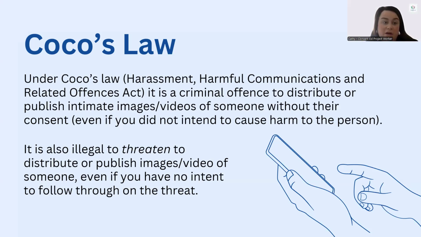So, what are the laws that we have in Ireland to prevent young people from coming to harm? In Ireland, we're lucky that we have three or four different laws that really protect our young people from this type of abuse. So, we have Coco's Law. Under Coco's Law, also known as the Harassment, Harmful Communications and Related Offences Act, it is a criminal offence to distribute or publish intimate images or videos of someone without their consent, even if you did not intend to cause harm to the person. It is also illegal to threaten to distribute or publish images or videos of someone, even if you have no intent to follow through on the threat.